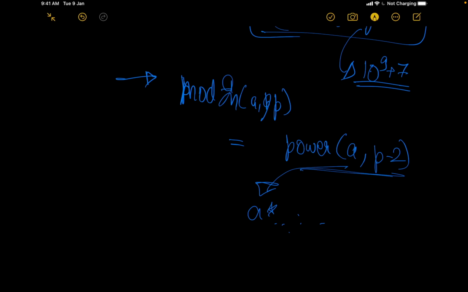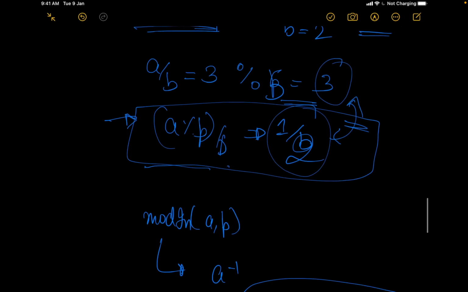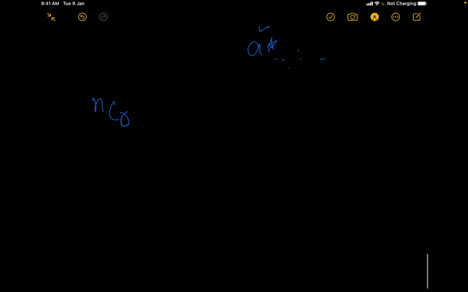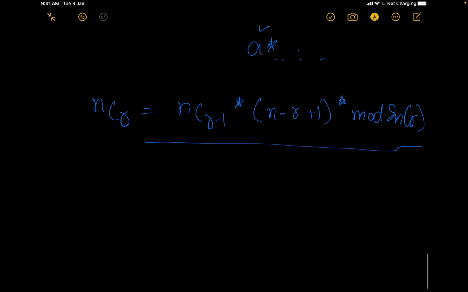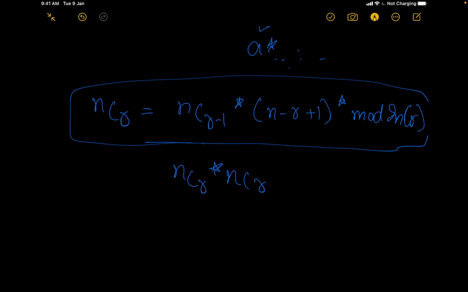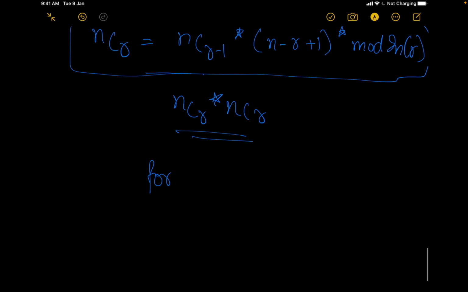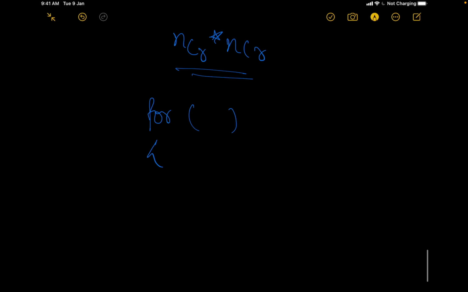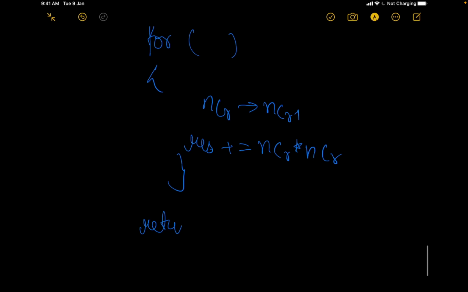If we multiply A, P minus 2 times, obviously modulo P, then we will get the modulo inverse of A, right? Okay, so with that, our equation finally becomes nCr is equal to nC(r minus 1) into (n minus r plus 1) into the modulo inverse of r. And since we had to multiply nCr into nCr for each term, we can start a for loop or any looping for that matter. In each loop, we'll calculate the nCr using the previous nC(r minus 1), then add nCr squared into our answer, and then we can simply return the answer.